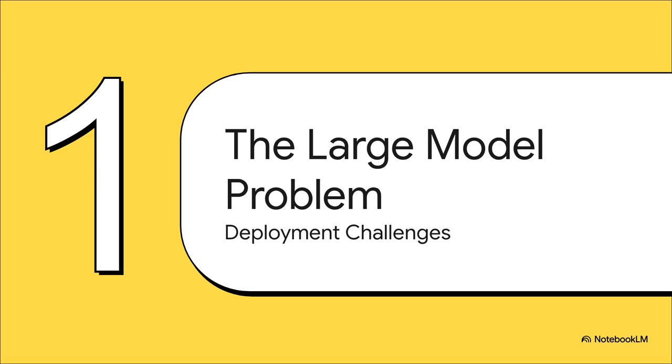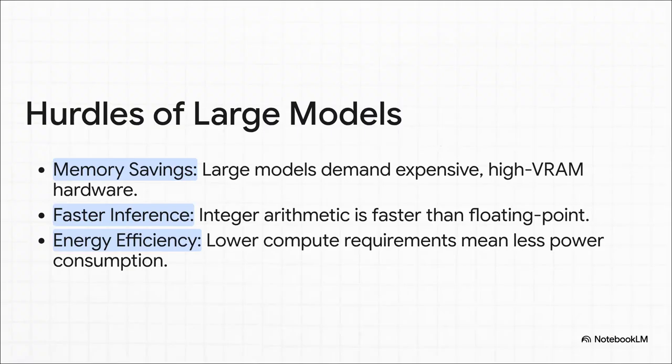We're going to break down the very specific, real-world challenges that pop up when you try to deploy these massive, brilliant models. Okay, so what are we really up against? First off, these models are absolute memory hogs. They demand super expensive hardware with a ton of VRAM that most people just don't have. Second, they can be slow, frustratingly slow, which leads to laggy, annoying user experiences. And finally, they are power hungry, which costs money and isn't great for the planet.